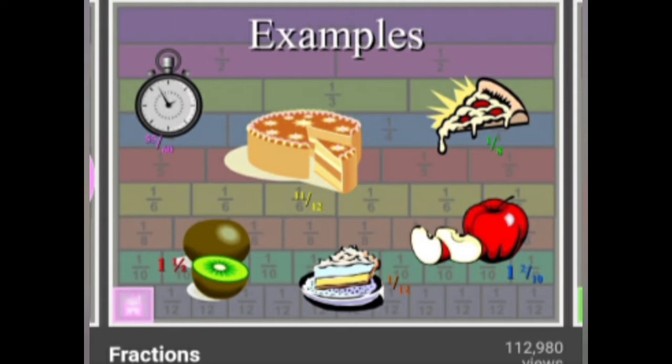Look at the examples given here. These are all examples of fraction. So when you divide a cake into 11 parts, it is a fraction. So when you divide an apple into 2 parts, it is also a fraction. So some examples of fraction are given, so you can refer.